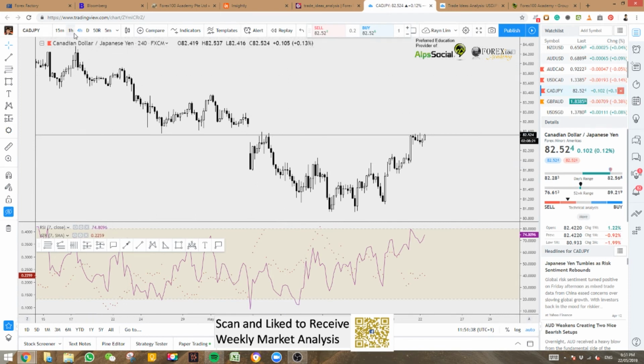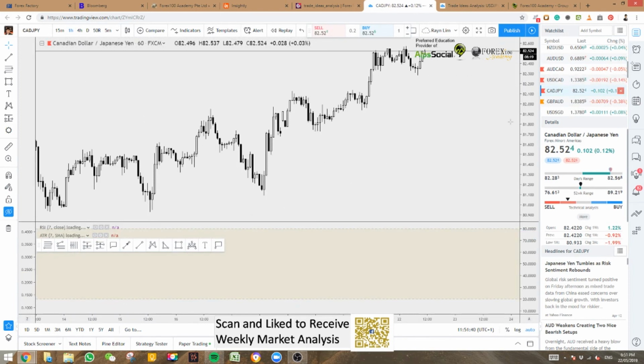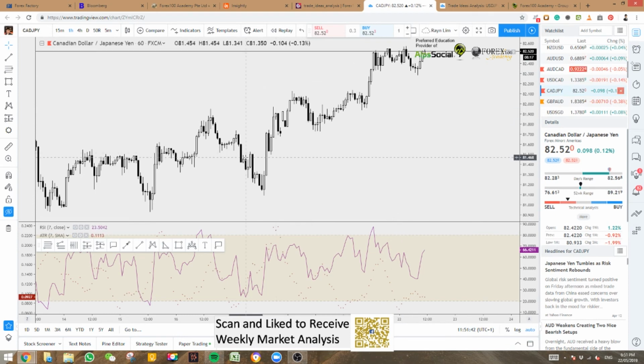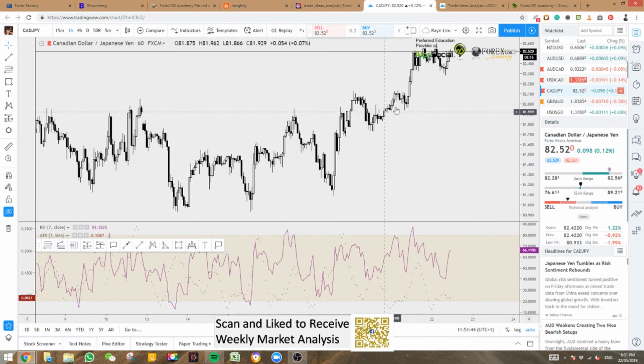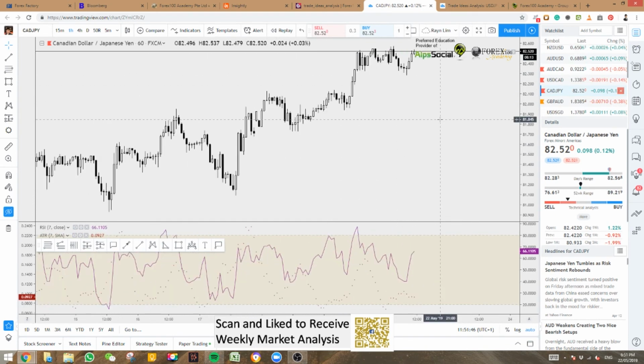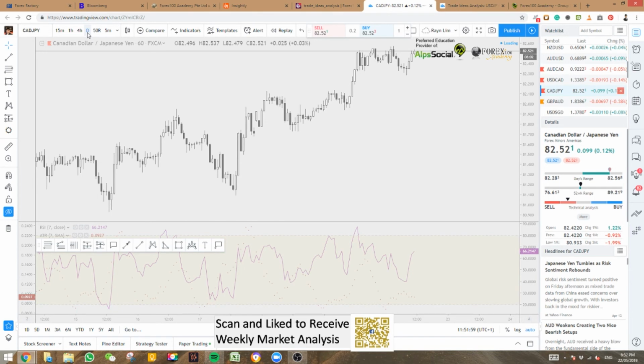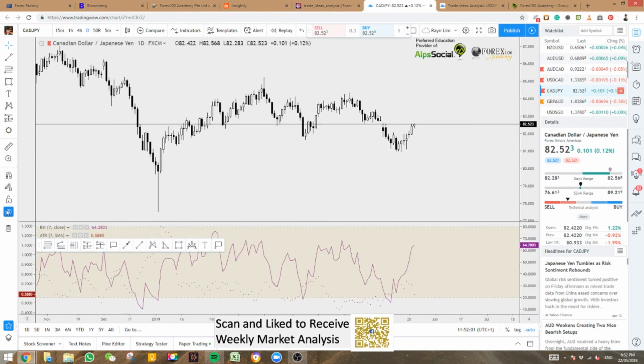Alright, to the 1 hour chart, Canada yen is a very interesting movement. On the 1 hour, it's extremely bullish. So for trend continuation traders, you might see a spike upwards after the market breaks and closes above 82.56. Mark my words.